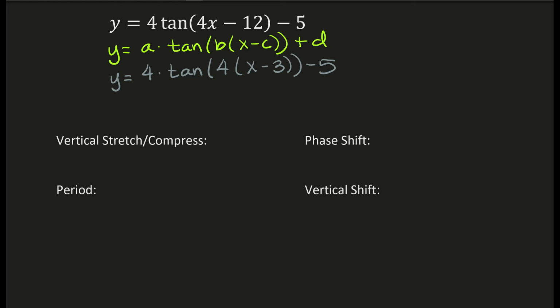So here, because A is 4, this is going to be a stretch by a factor of 4. The period is going to be based off the horizontal dilation. So remember that it is pi divided by the horizontal dilation. The phase shift is found inside the parentheses, affecting the x. So because it's minus, this is going to be a shift to the right. And because we're subtracting 5, this will be a vertical shift down by 5 units.